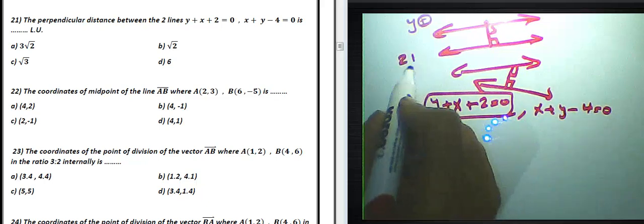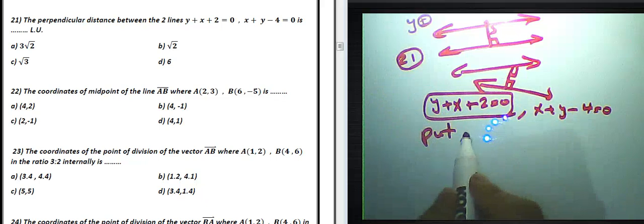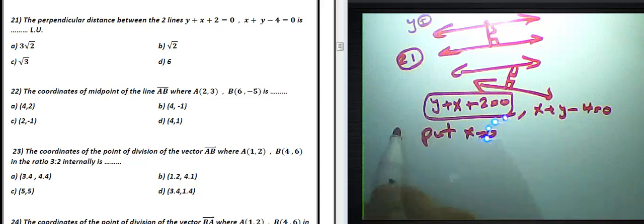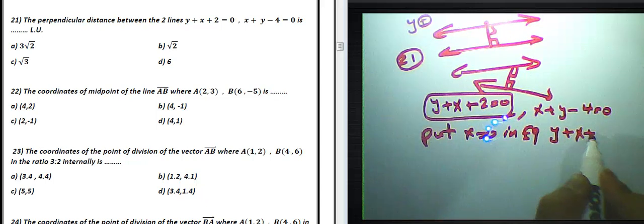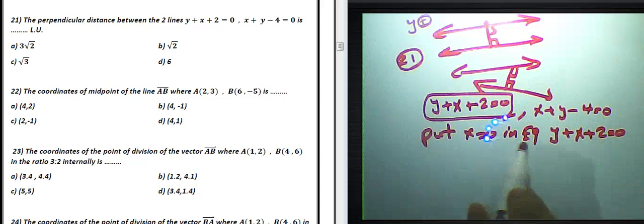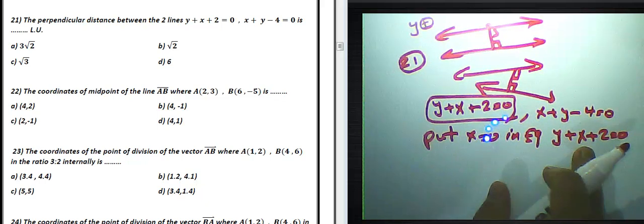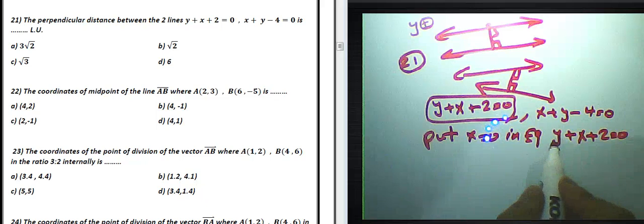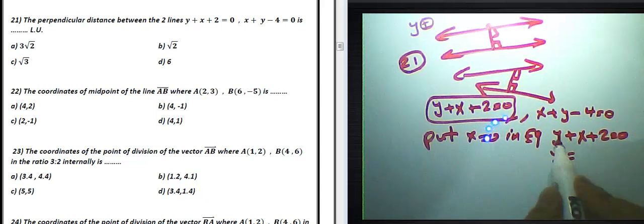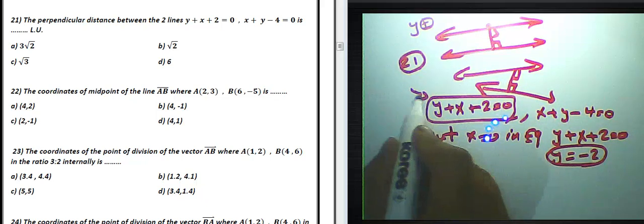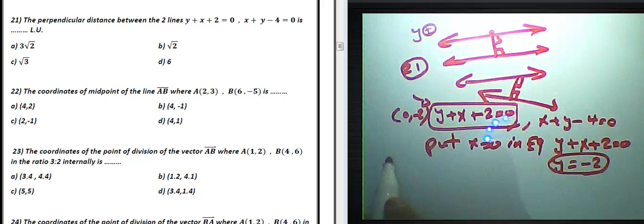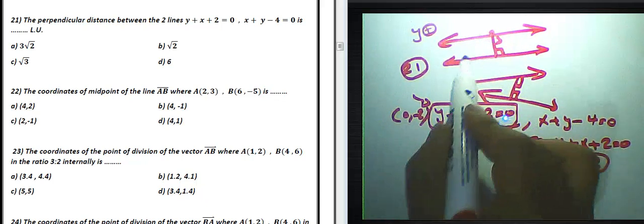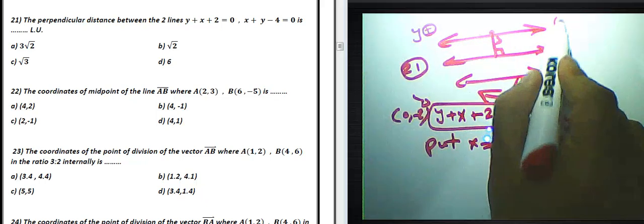This is question number 21. We must put x equals 0 in the equation x plus y plus 2 equals 0. Then y will be -2, because 0 plus y plus 2 equals 0. Then the point which lies on this straight line will be (0, -2). We want to find the distance between the two straight lines, so we get the point (0, -2).